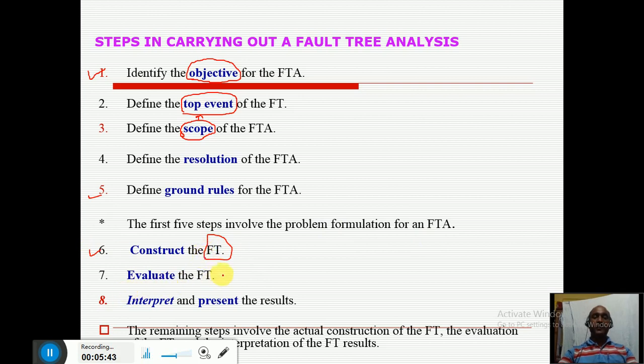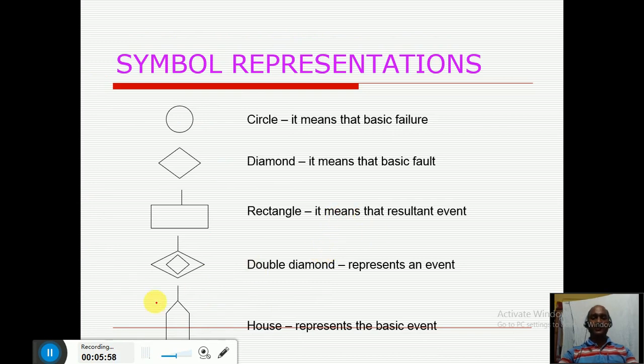Okay, and once you draw the fault tree, now see, this is very simple to draw. We'll take one example also to understand. Okay, they interpret and they present the results. Okay, how to do that? So we'll solve some problems for it. So what are the symbols?